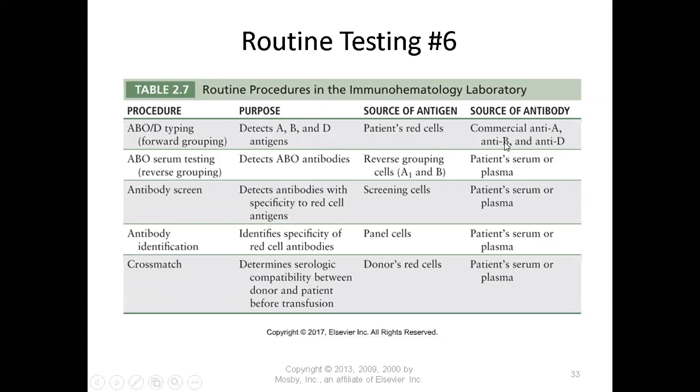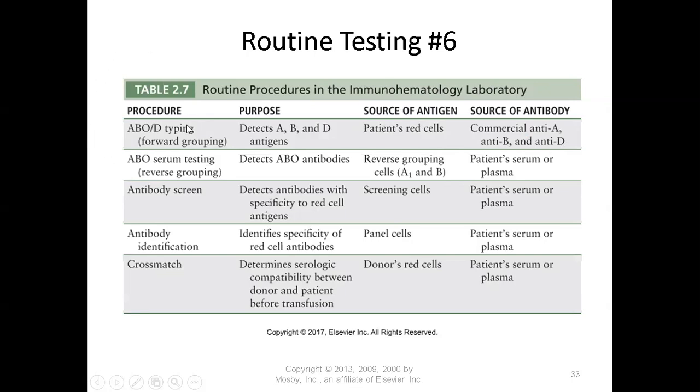Anti-A, anti-B, and anti-D. So for instance, if someone has A antigen on their red cells, the anti-A will agglutinate it. If they don't have B, then the anti-B would not agglutinate. If they had the D, then the anti-D would agglutinate their cells. And so this is how we use these antibody sources to determine which antigens the patient has.